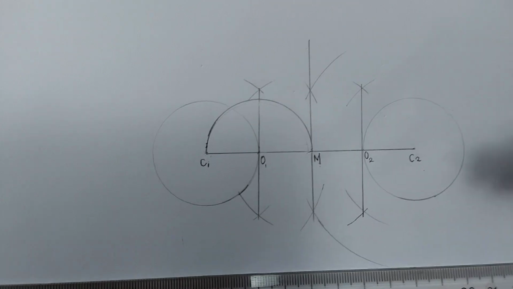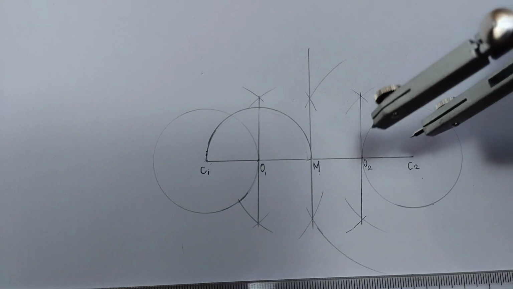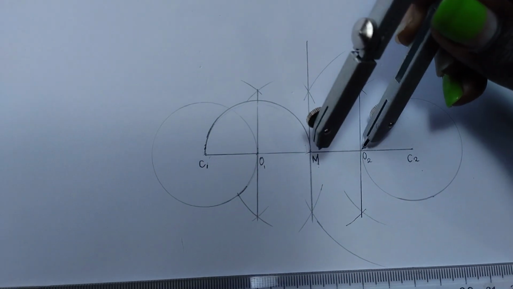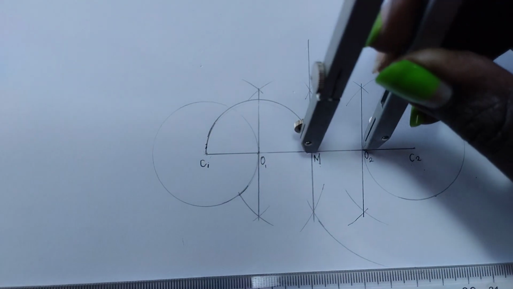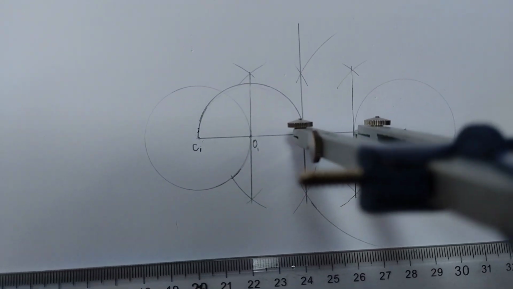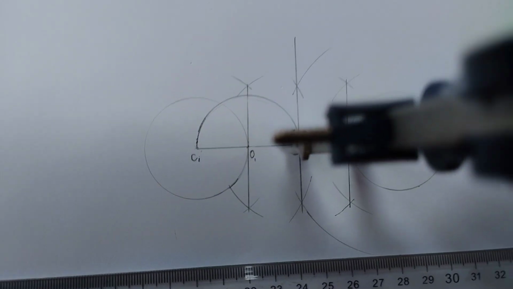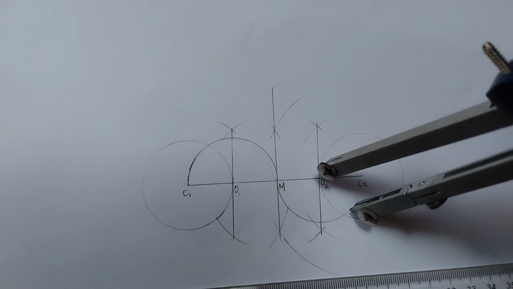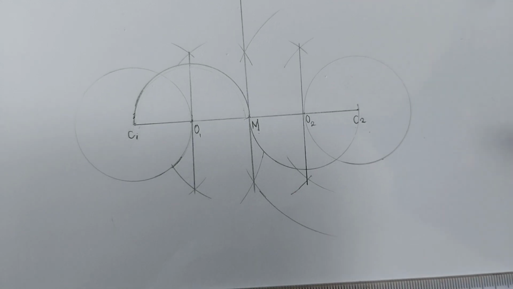Now let's draw another semicircle having O2 as the center. Leg of your compass at O2 and we draw a semicircle. You realize that I'm drawing it down. So that is the semicircle. Now we have the two semicircles.